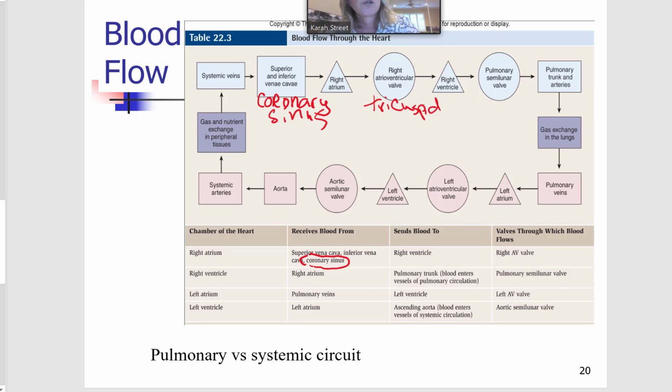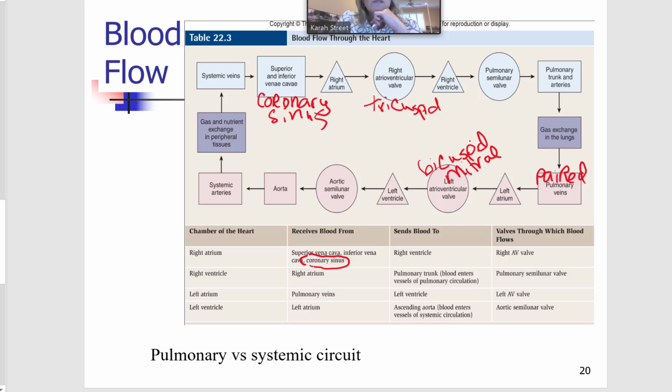Blood returns to the left atrium through the paired pulmonary veins. So that means there's 4 total. There's 2 right pulmonary veins and 2 left pulmonary veins. Blood goes through the left AV valve from the left atrium into the left ventricle, and that valve is also known as the bicuspid or mitral valve.